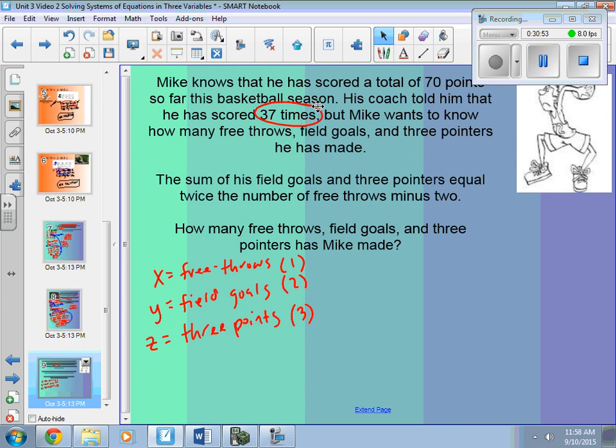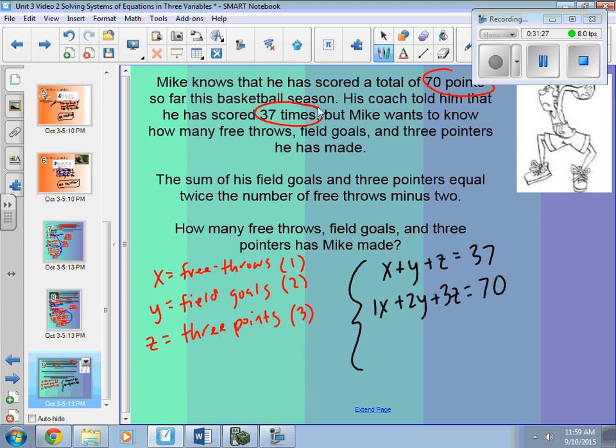So if we add together all types of baskets, they told us that he has made 37 types of baskets. His point total, we got another total here, is 70. If we're going to talk about points, now we need to add the point values in with each one. So each free throw is worth 1, each field goal is 2, three-pointers are worth 3, and if we multiply that to each type of basket made, it would be 70 points. But we're one equation short here. We still need one more.